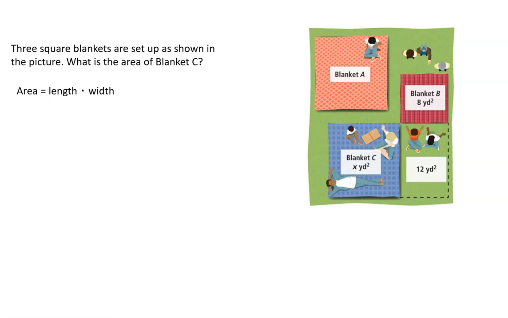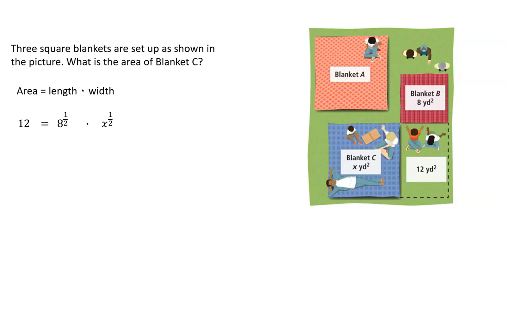For blanket B, the area is 8 square yards, so the side length of blanket B has to be the square root of 8. The square root of 8 can be written as 8 to the 1/2 power. And for blanket C, the side length would be the square root of x, or x to the 1/2 power. So the side length, 8 to the 1/2 times x to the 1/2, has to equal the area, 12.